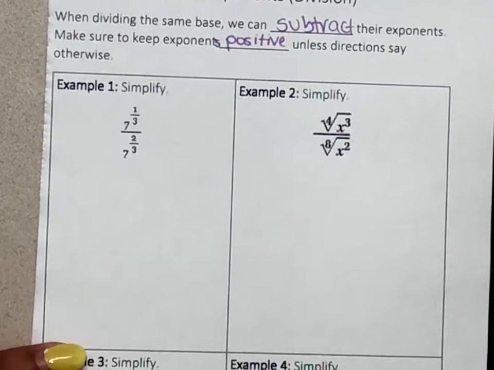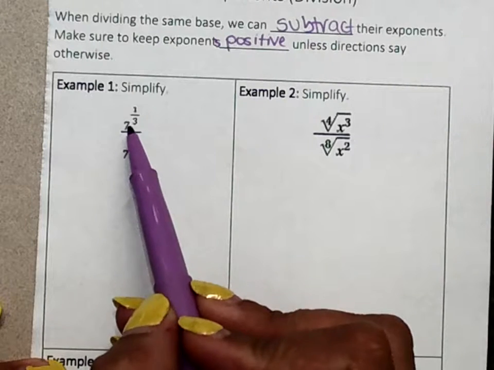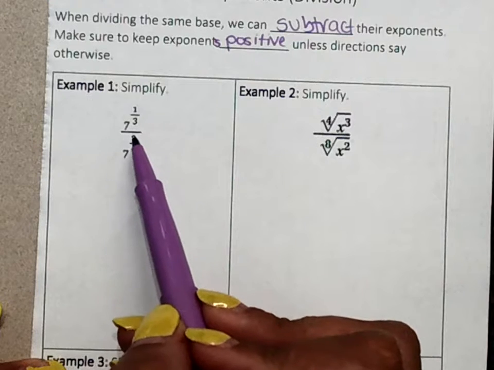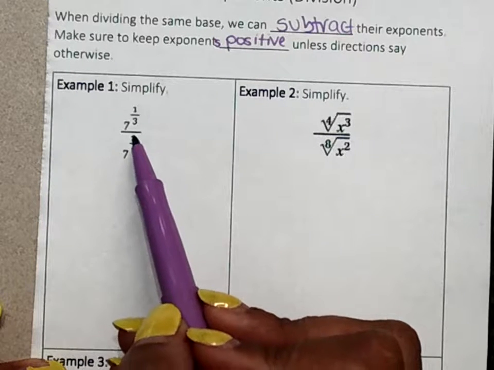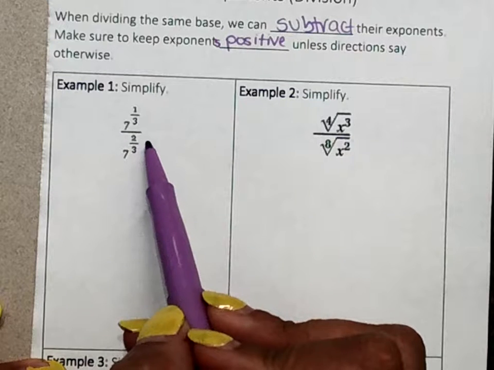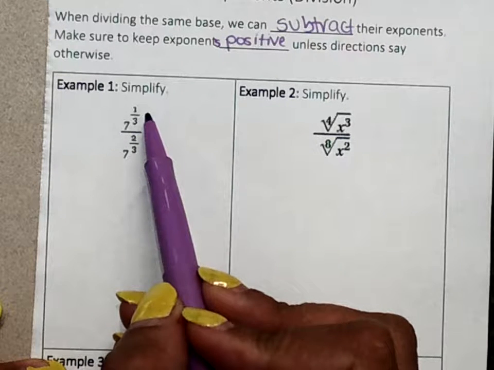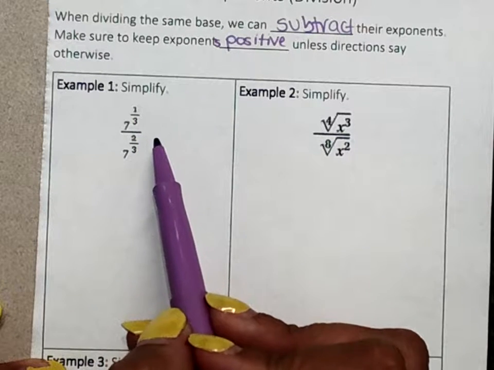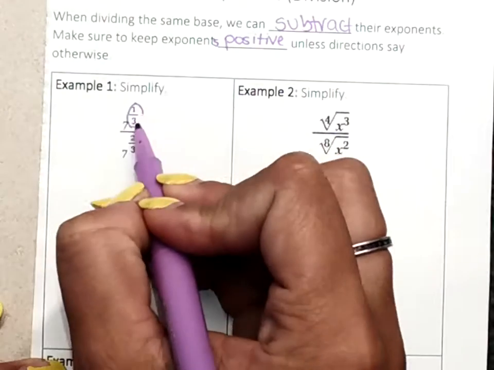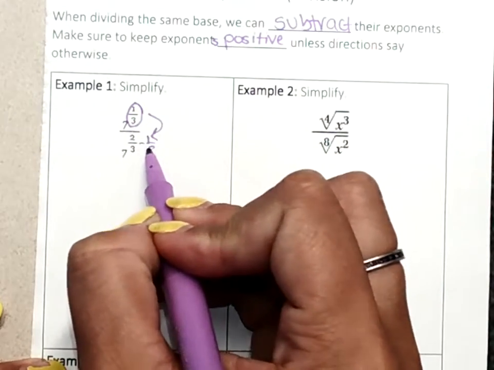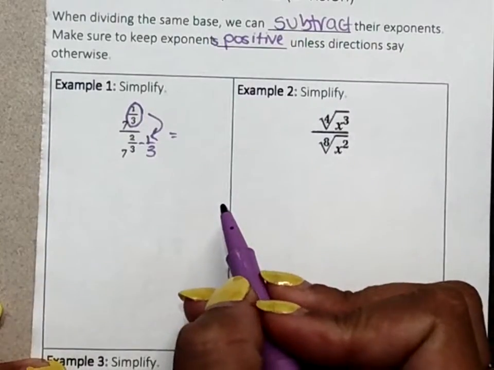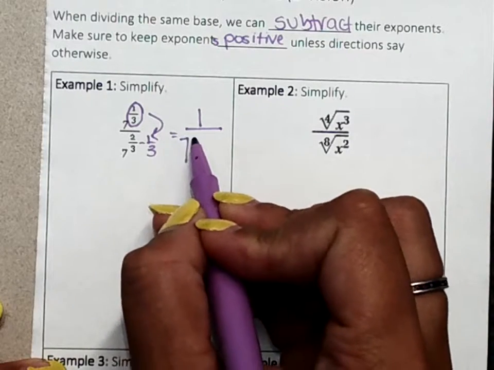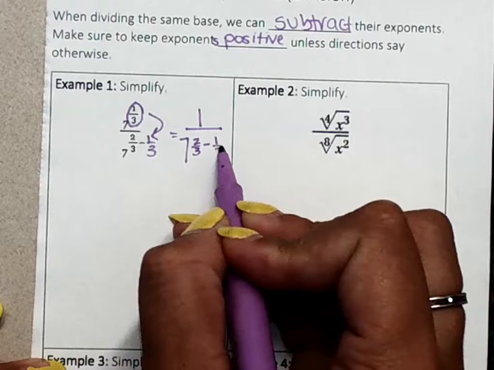In our first example, we are going to be dividing 7 to the 1/3 by 7 to the 2/3. Because 7 is the same base being divided, we can subtract. Now, I know that if I were to subtract 2/3 from 1/3, I'd get a negative exponent. I want to skip the negative exponent step by just subtracting the smaller exponent from the bigger. When I do that, that means I need to put a placeholder 1 in the numerator. And I now have 7 to the 2/3 take away 1/3.